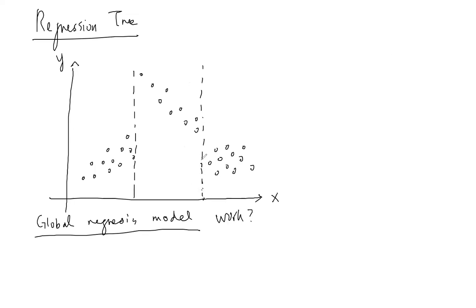So you notice that if you fit one global model, it probably doesn't work. But it seems like the linear model will work if you look at certain partitions, right? That we call partitions. You look at certain partitions of the variable space.